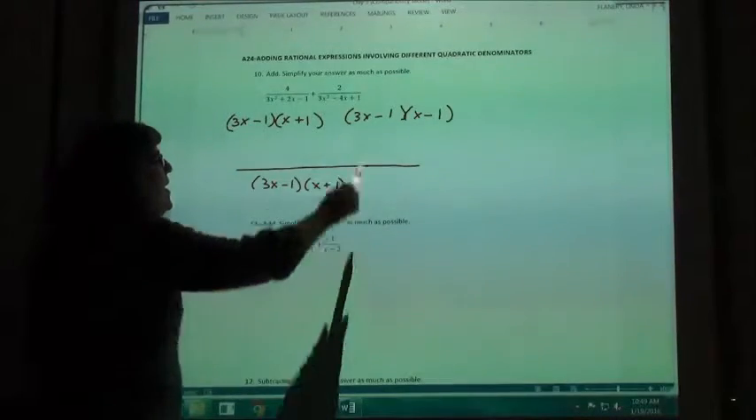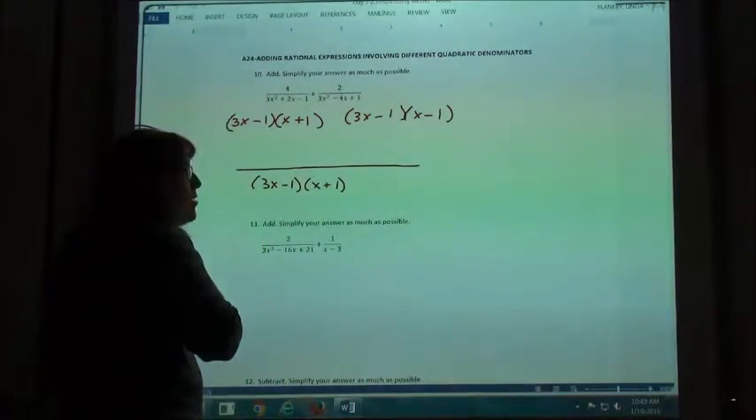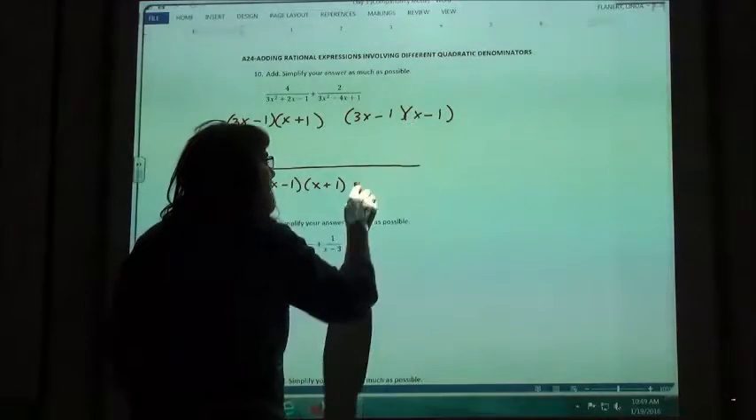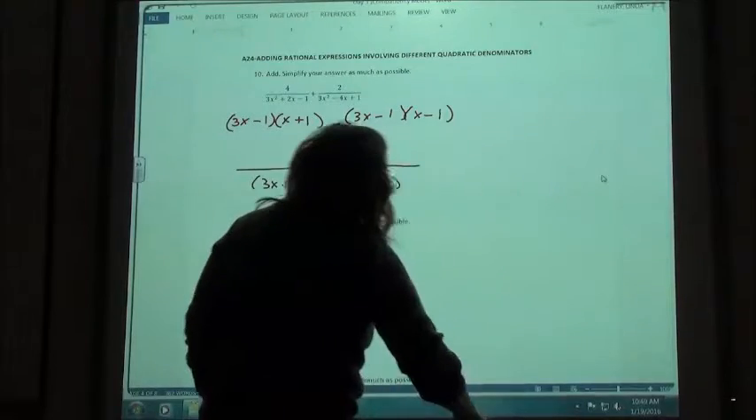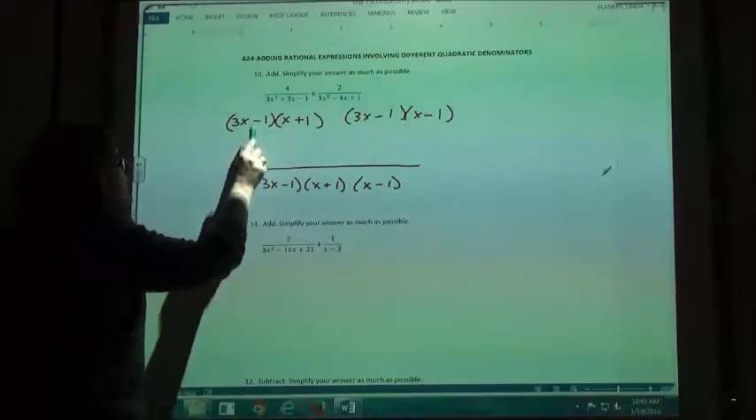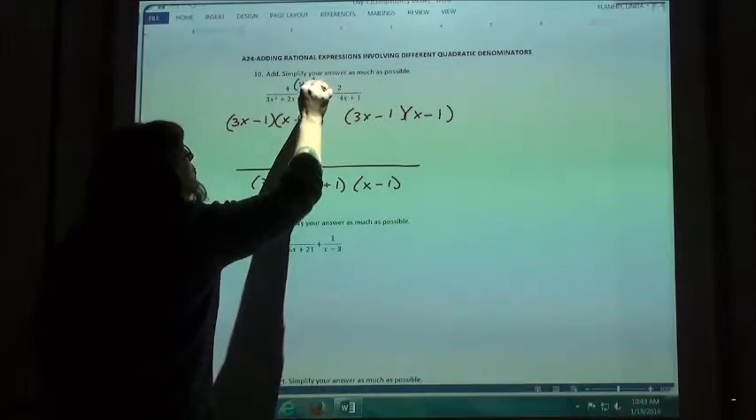Here, I'm going to have the 3x minus 1 already in my denominator, so I don't need it again. And then I need the x minus 1. So I'm just simply going to make my equivalent fractions. Here I have those two factors. I still need the x minus 1 factor.